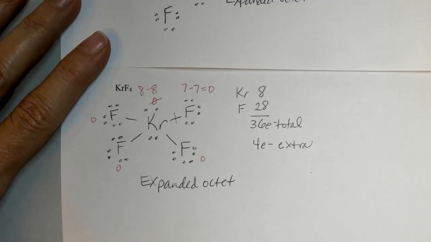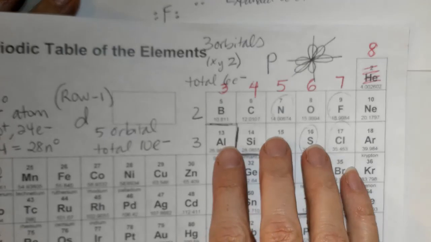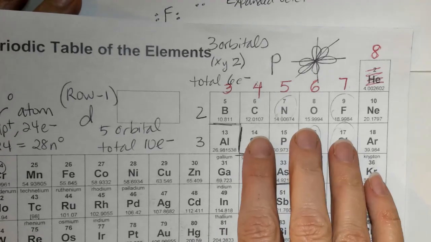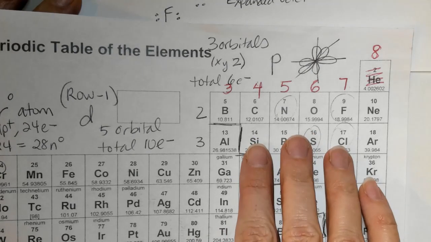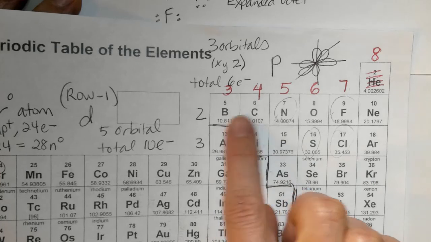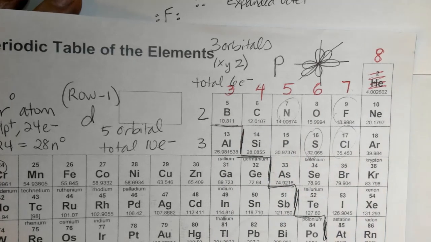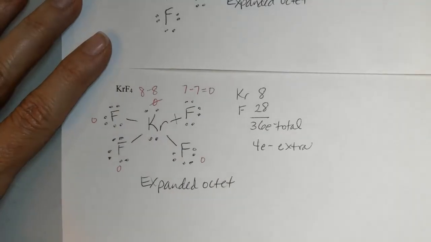And again, the rule with the expanded octet is it just has to be in the periodic table a row 3 element or below. It has to be able to tap into d orbitals. So anything in row 2 cannot expand the octet. So that's what you want to remember there.